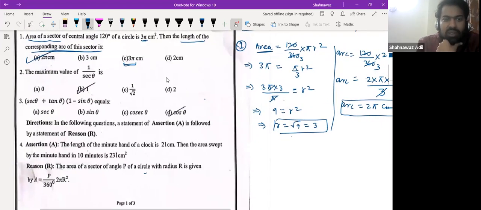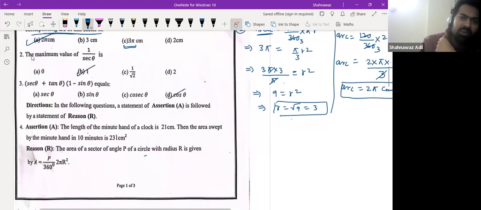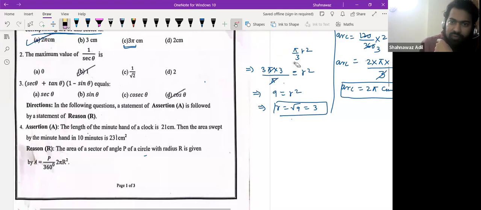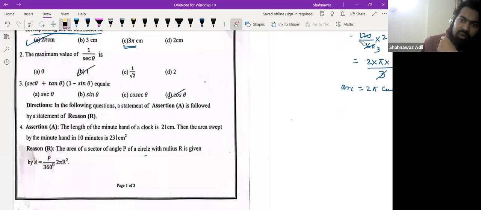Okay, so this is the first question. Now let us come to the second question. Maximum value of 1 by sec theta. What is the maximum value of that? What do you think? What is the maximum value of sec theta?